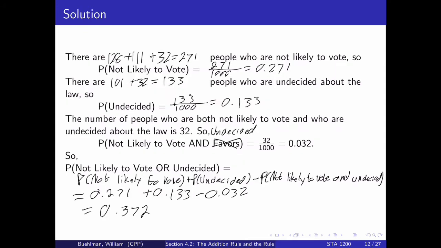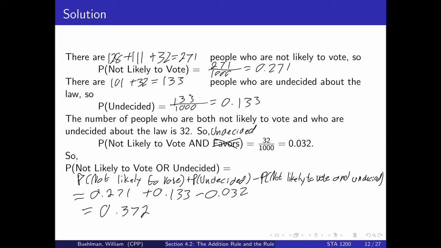To remind you, first we need to find the probability that they're not likely to vote. And when we add all those people up, we get 271 people were not likely to vote. So the probability of not being likely to vote is 0.271. There were 133 people who were undecided about the law. So the probability of undecided is 0.133. And there were 32 people who were not likely to vote and undecided about the law. So that probability is 0.032.